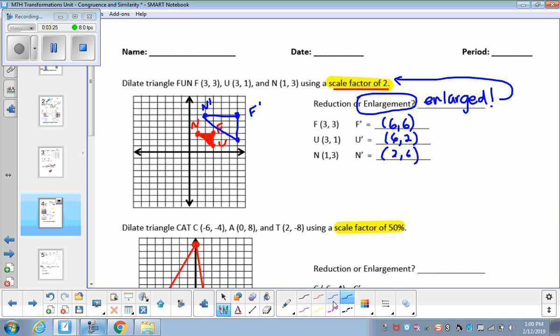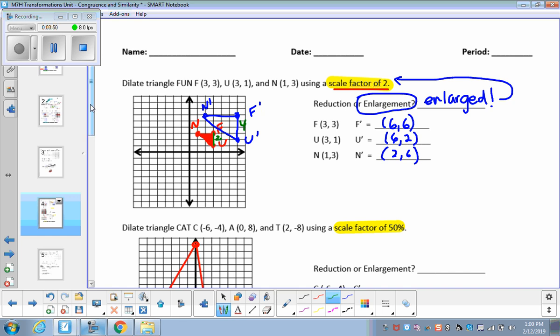Now another thing I'd like to point out is that right here, if we look at side U prime to F prime, U prime to F prime is currently 1, 2, 3, 4 units long, and that should be twice as long as the original side. So from U to F, right here, we can see that that's a distance of 2, and what do you know, the sides are still proportional.